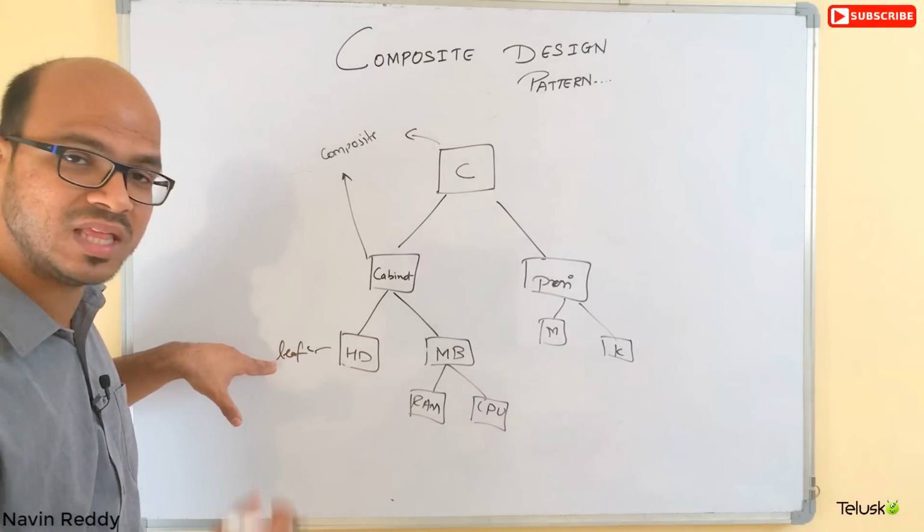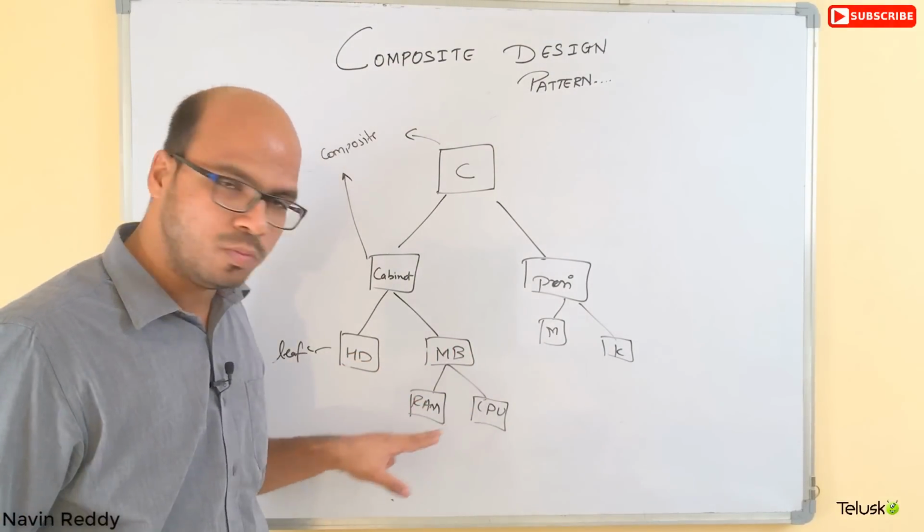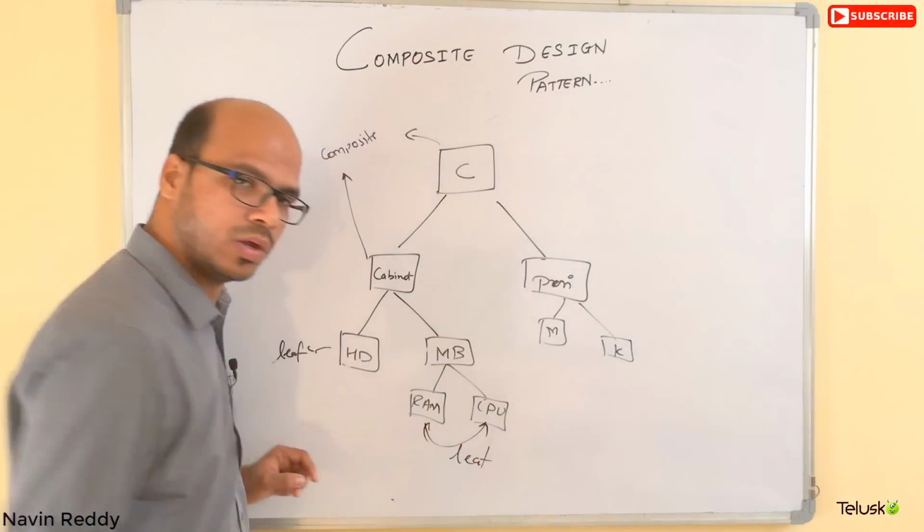Now why is it a leaf? Because this is the last object. Now this is composite because we have two things here, we have two more leaf objects. So these are your leaf objects, right?